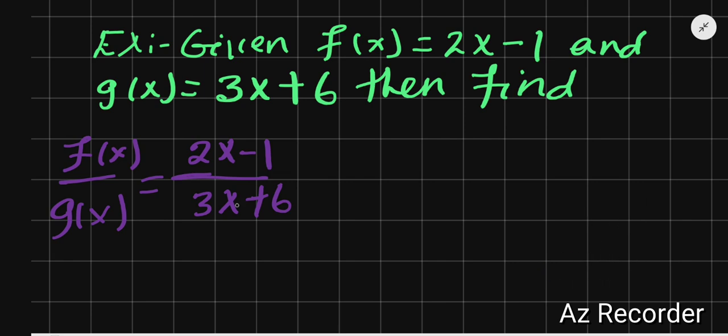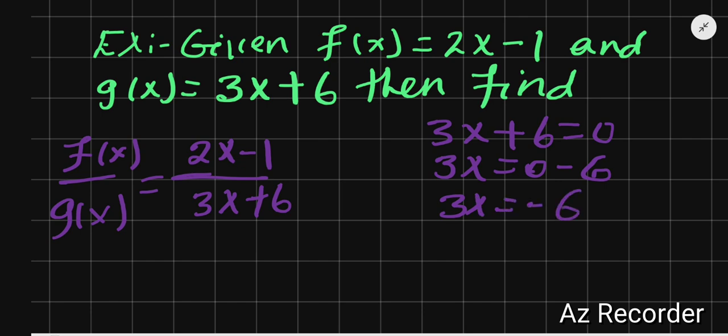Okay students, now if you take the denominator 3x plus 6 and equate it with 0, then you get the value of the variable x that makes this expression 0. Therefore, 3x is equal to 0 minus 6. This means 3x is equal to negative 6. To find the value of x, divide both sides by 3. Now x is minus 6 divided by 3, which is minus 2.